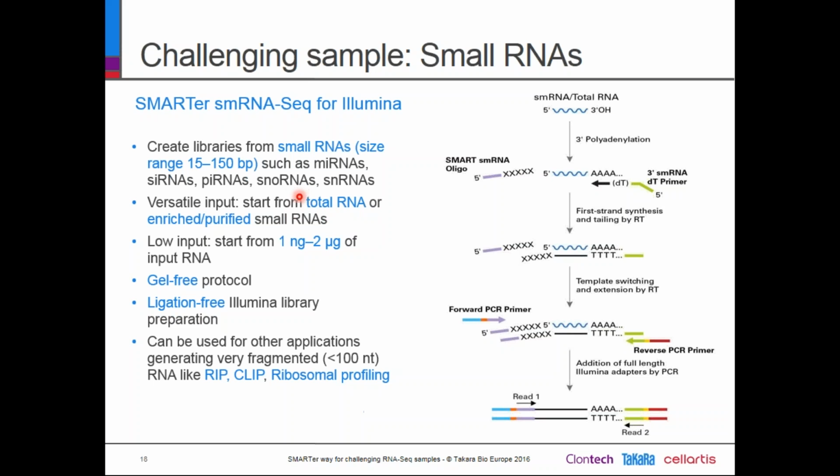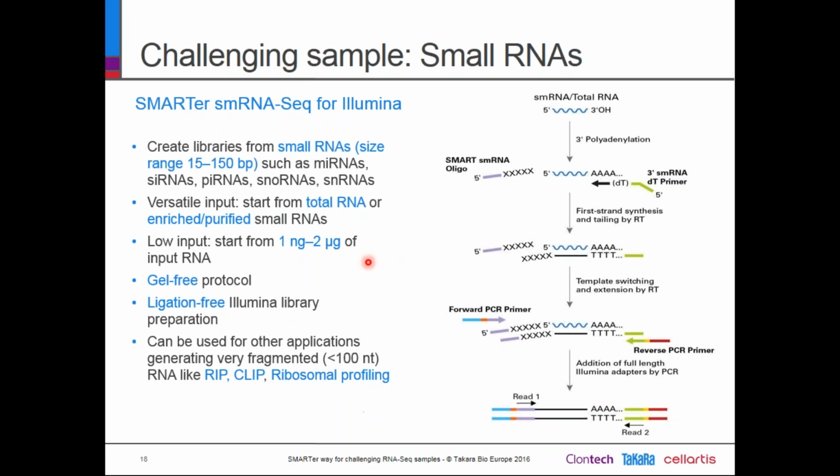And it will allow you to create a library from small RNAs in a size range of 15 to 150 base pairs. So this includes, of course, many physiological microRNAs, but also it can be used for other applications that typically generate RNA which is very fragmented. For example, RNA immunoprecipitation or CLIP or ribosomal profiling.